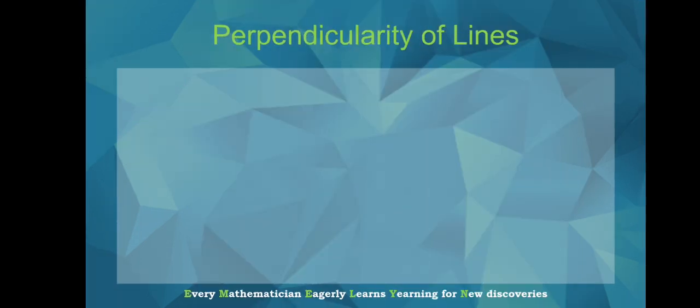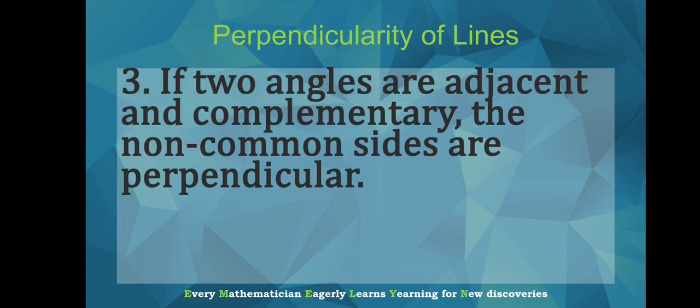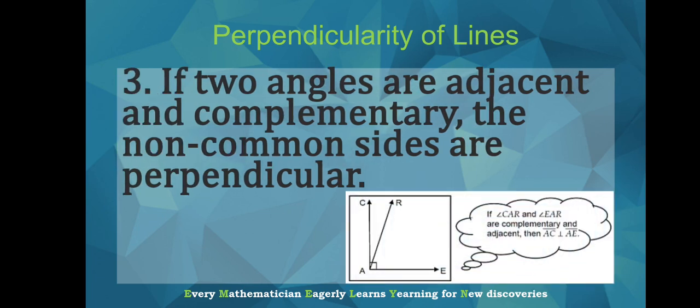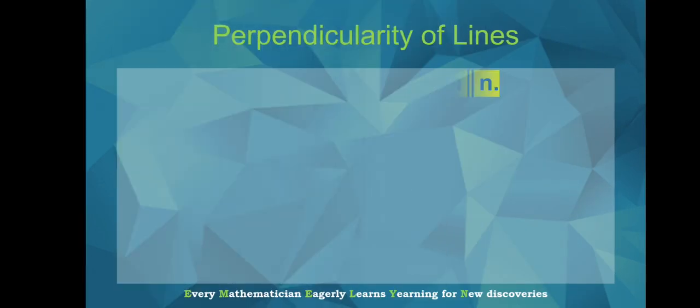3. If two angles are adjacent and complementary, the non-common sides are perpendicular. In the figure, if angle CAR and angle EAR are complementary and adjacent, then ray AC is perpendicular to ray AE. Let's have this last example.